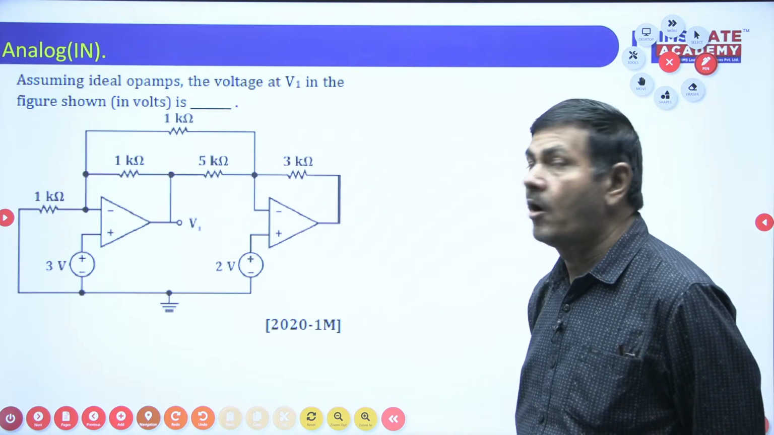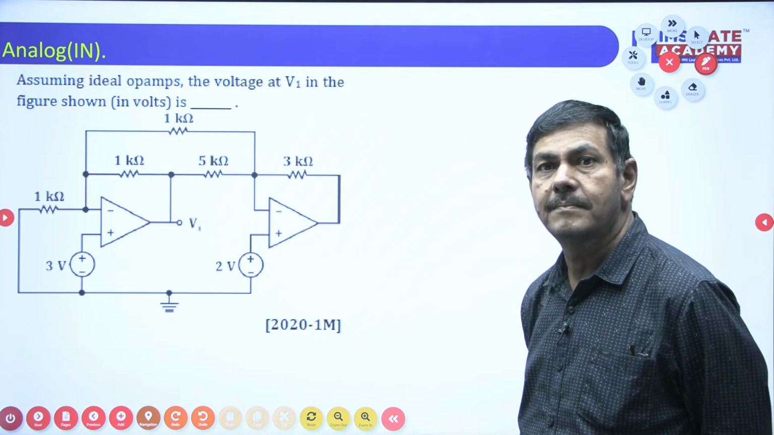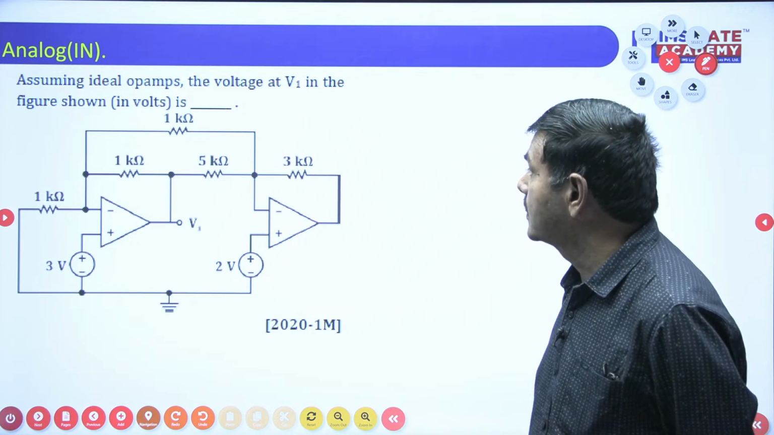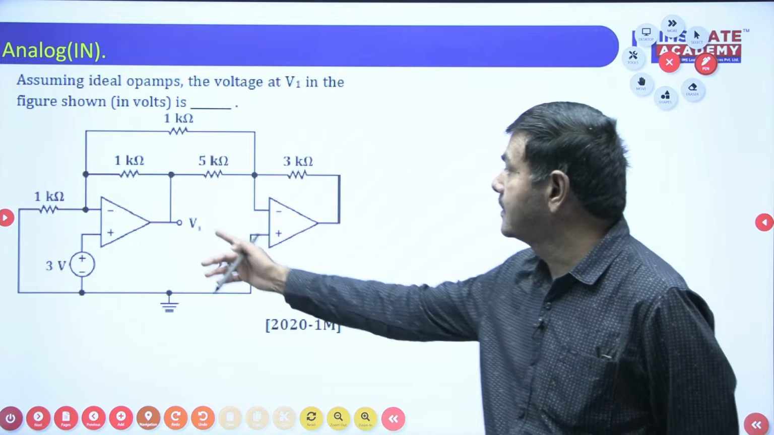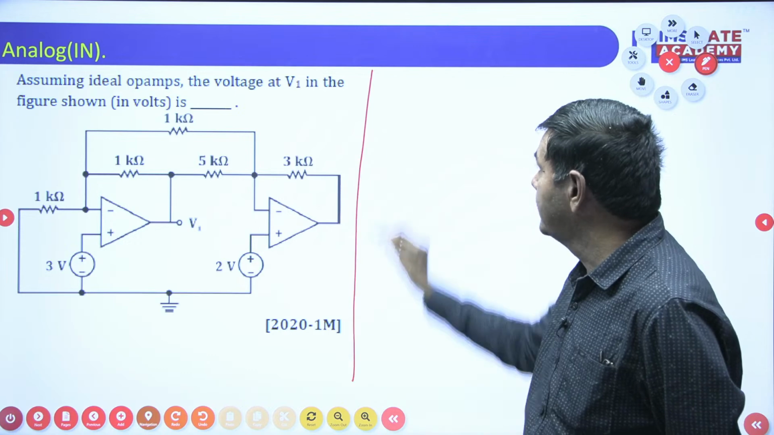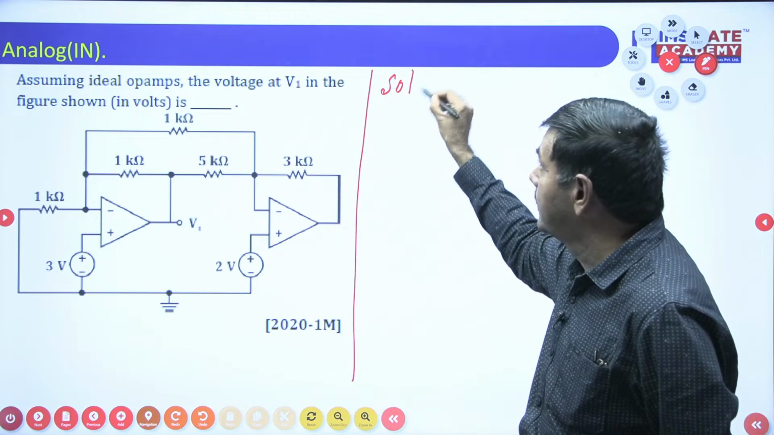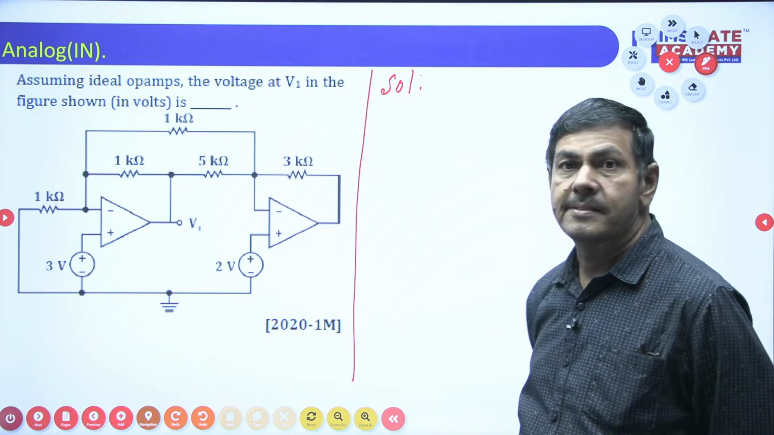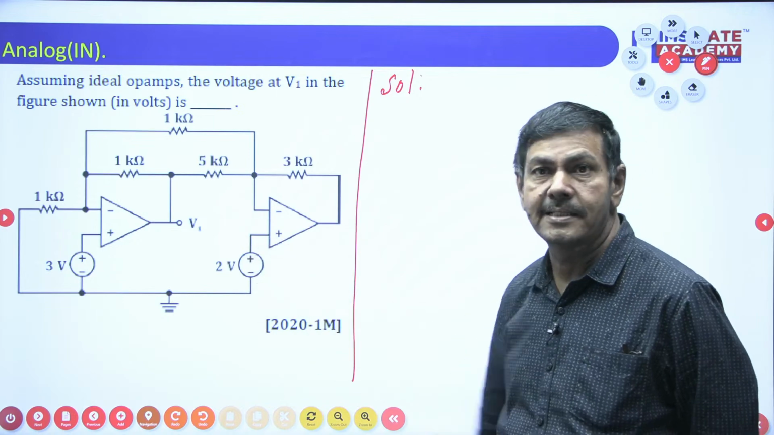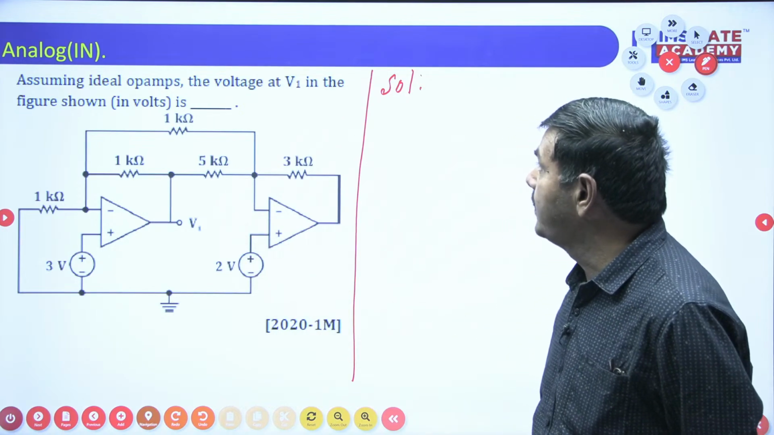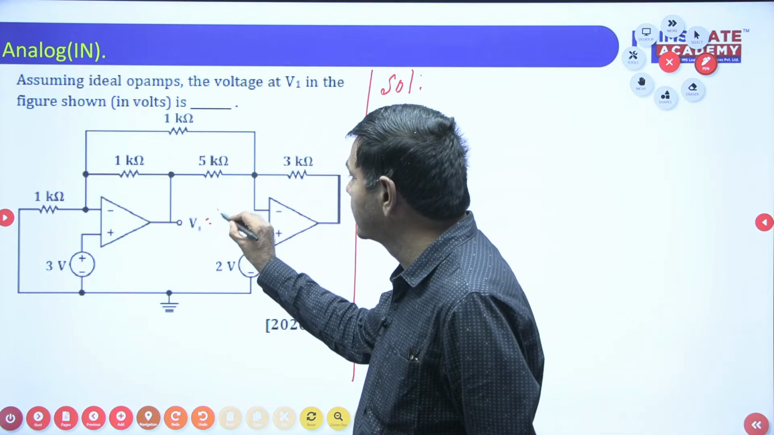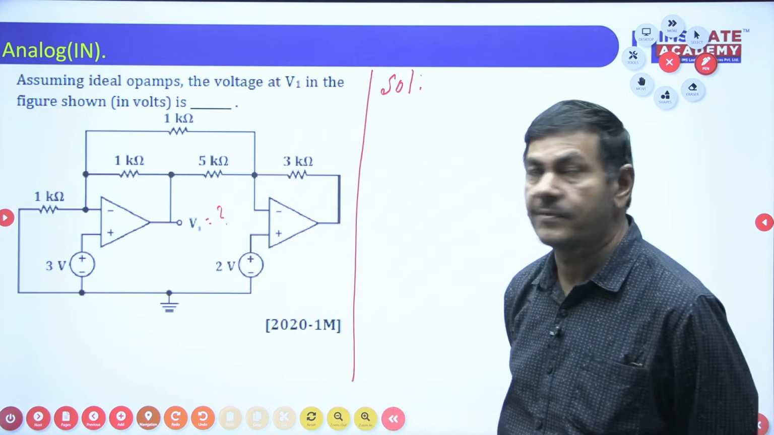This question is also from operational amplifiers. I want to know what voltage is possible, V1. Okay, I will do it, please watch, you can understand clearly. Assuming ideal op amps, how many op amps are given? 2 op amps. Those 2 are ideal, it's given. The voltage at V1 in the figure shown is dash, it is asking to find this voltage V1.